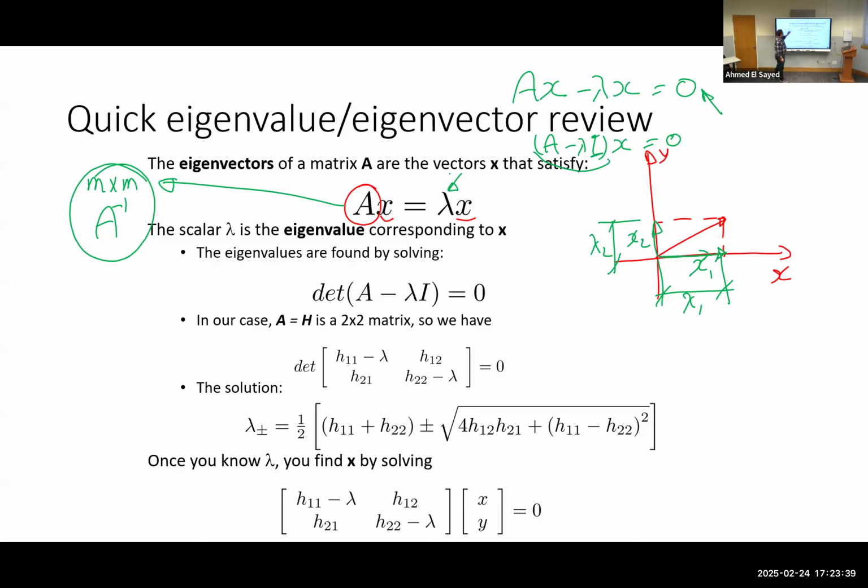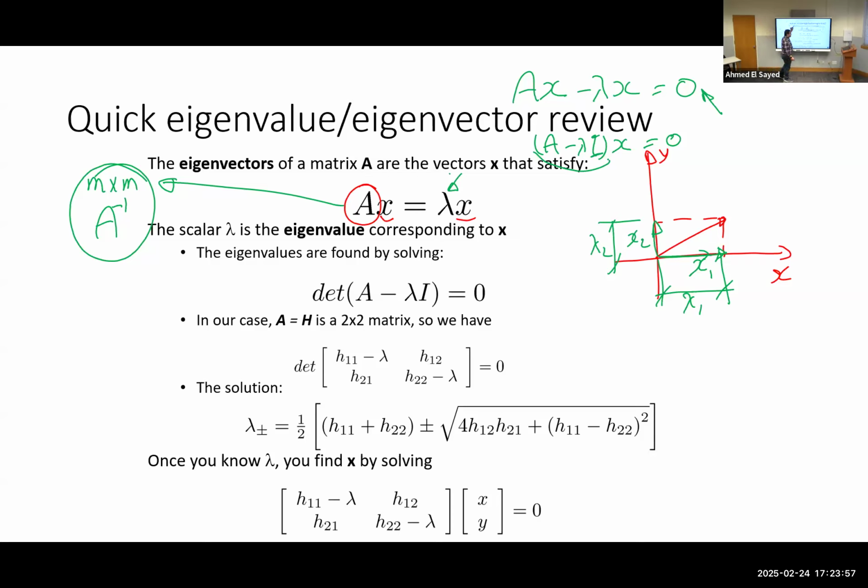What is the value of x here? This is a zero equation: something times x equals 0. What is the value of x? x can't be 0.